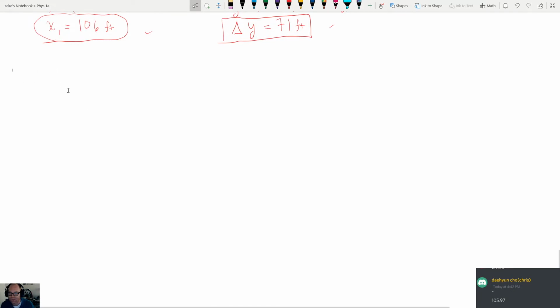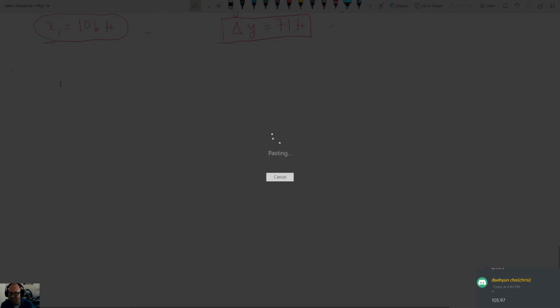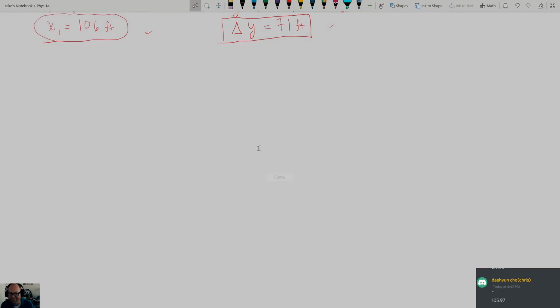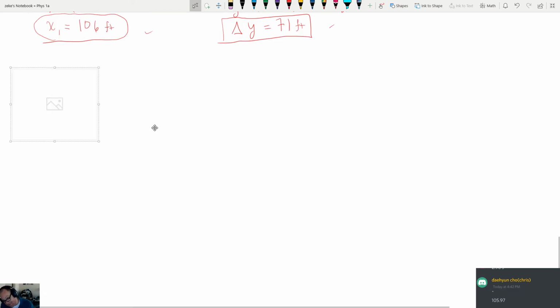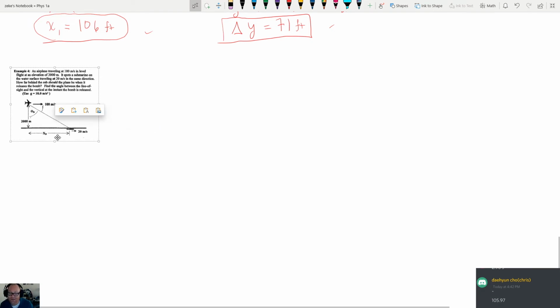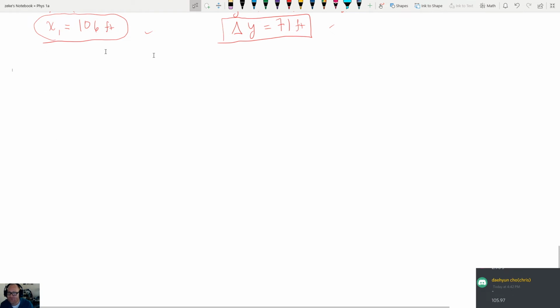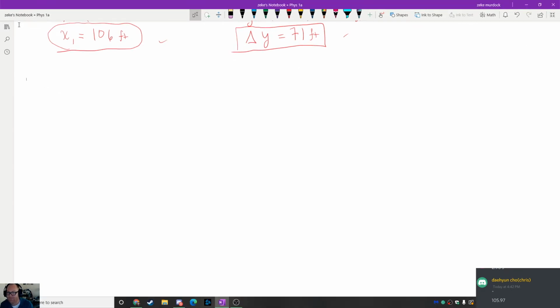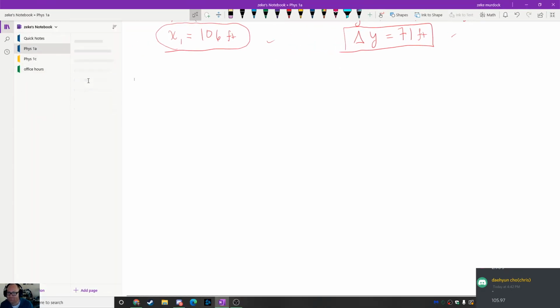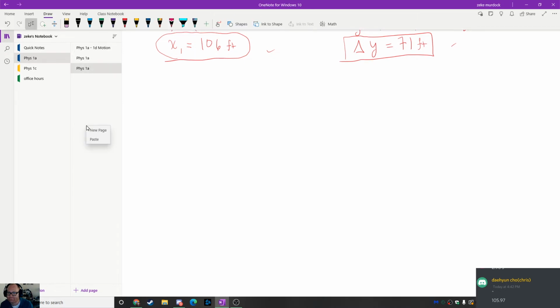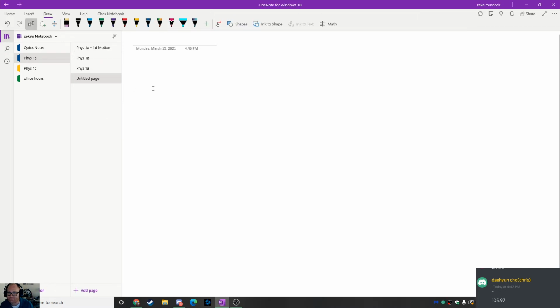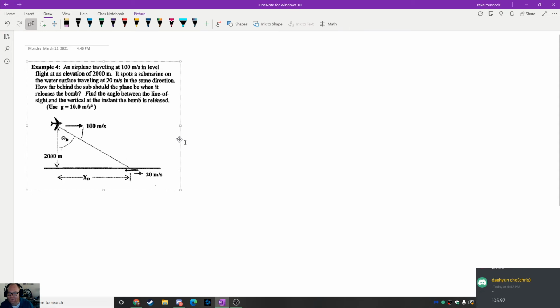There we go. Well, paste. Ah, yes. The loading screen for pasting, apparently. I think it's time to go to a new document, because this is just getting painfully slow. New page. There we go. This would be a lot faster.